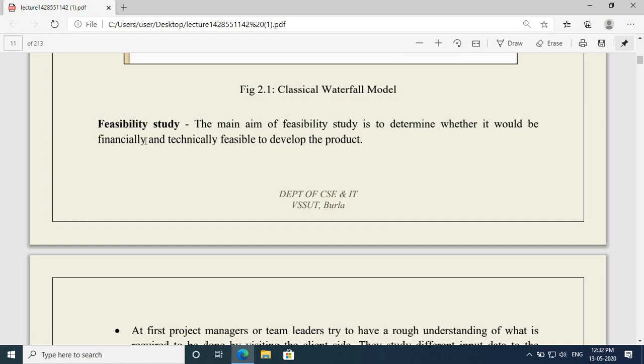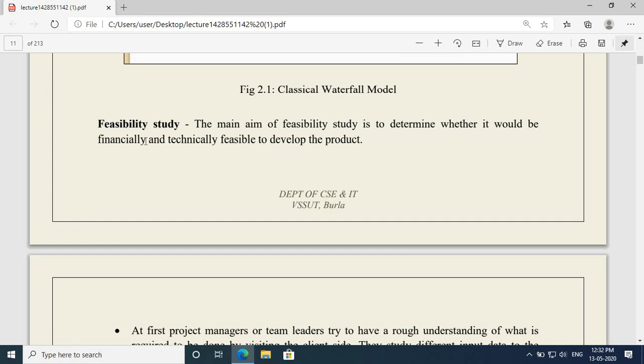How is cost important? Whenever I am developing software, we require some people, some computers, some internet connections, some rooms. For all this we require some cost. So cost must be decided before developing the software. So in the feasibility study, the discussion is how much cost is required for developing the software.